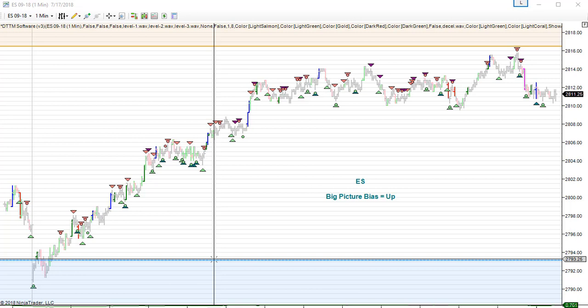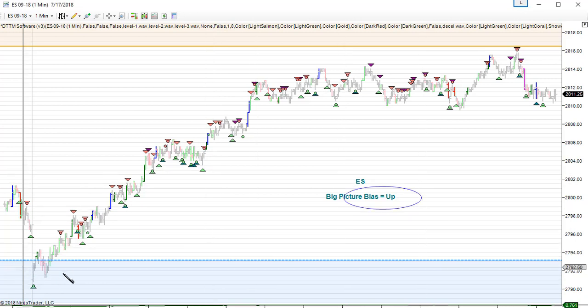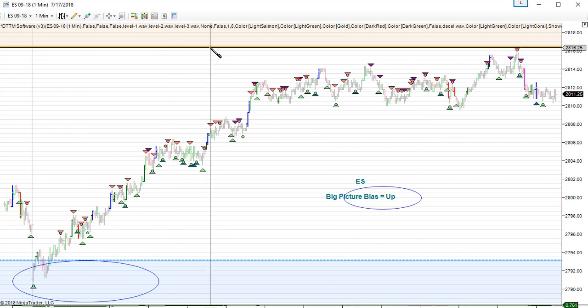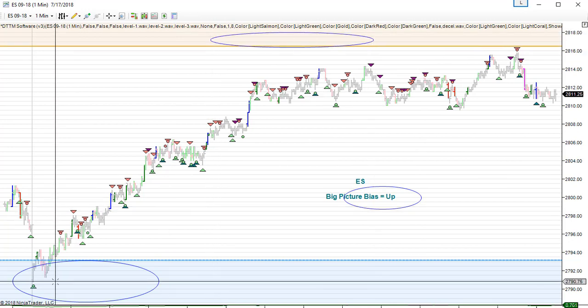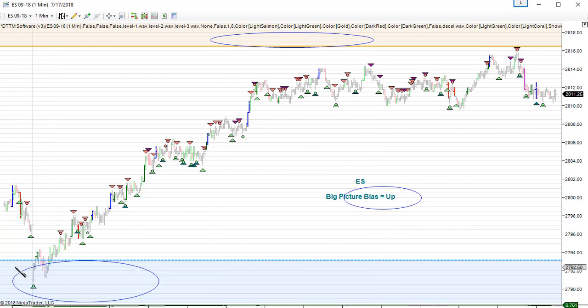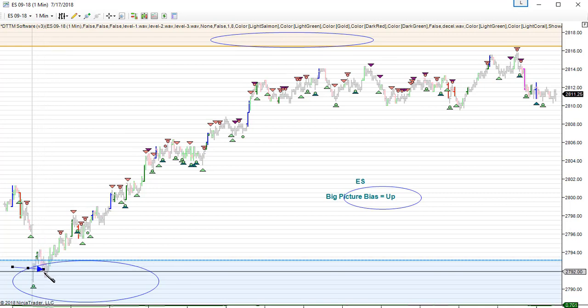Again, going into the day, we have a big picture bias of up. We have expected support down in this zone here, potential resistance up in this zone up here. And you can see that early on in the day, we had an attempt by buyers to break it out right here. Didn't really go anywhere. So the door was open for sellers to come in here. They never showed up with any kind of decent aggression, okay? So when they can't take advantage, it opens the door for the buyers again.